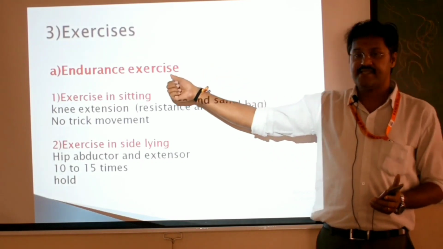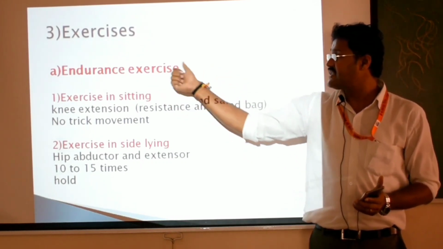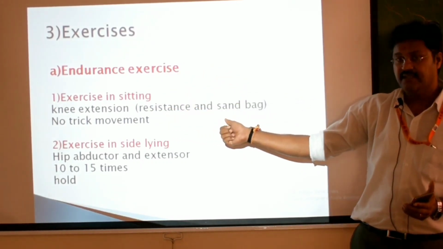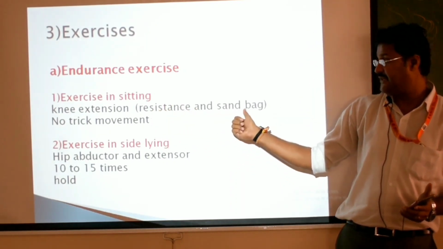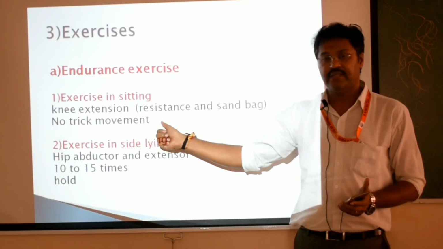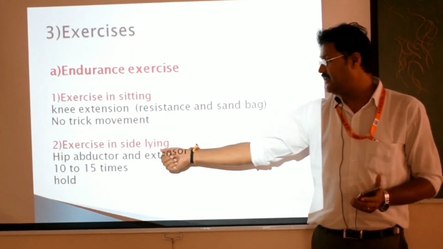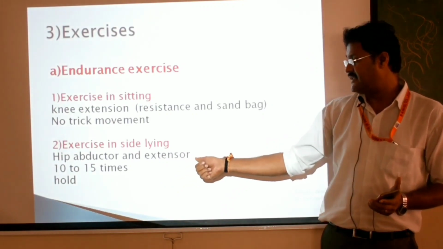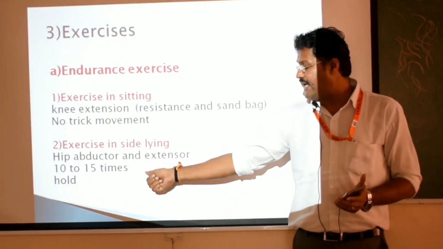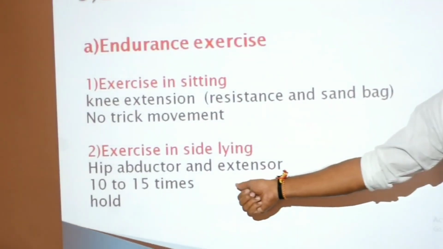Now third is exercise. So first, endurance exercise, like the first exercise in sitting. This is knee extension, giving resistance or using a sandbag. No trick movement during the knee extension. Second exercise in side-lying position. This is for hip abductors and extensors. Ten times, for 10 to 15 minutes, and then hold.